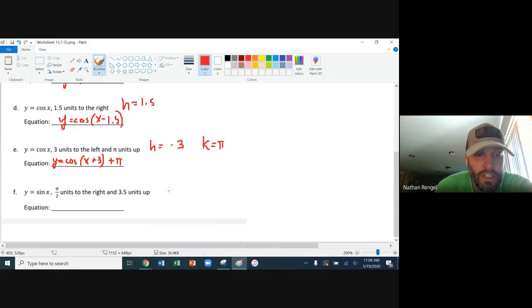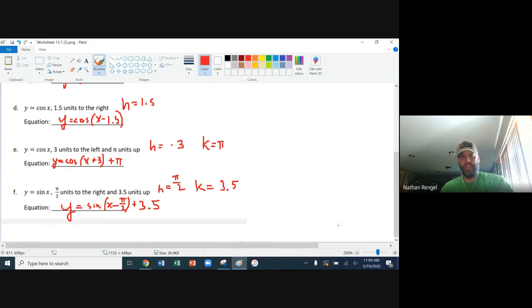And to finish up, we'll do a phase shift pi over 2 to the right. So that means my h is pi over 2. And my k is 3.5. And we're dealing with the sine, so y equals my sine. Since it is to the right, pi over 2, we're going to go x minus pi over 2. And since we're going up, that would be a plus k, plus 3.5.